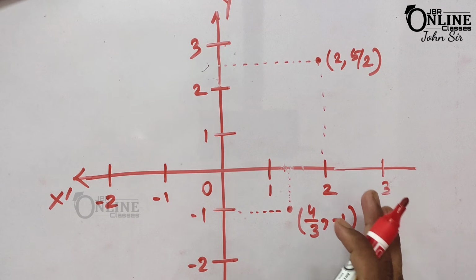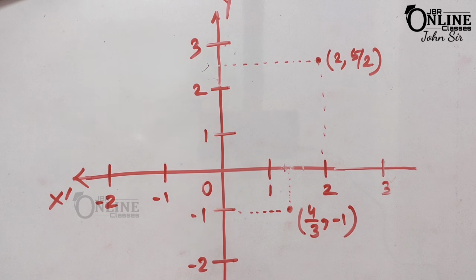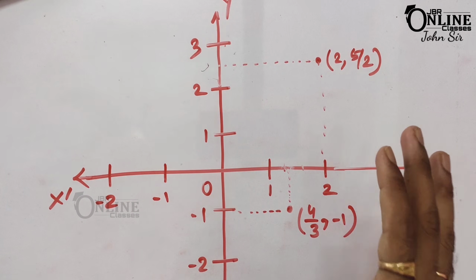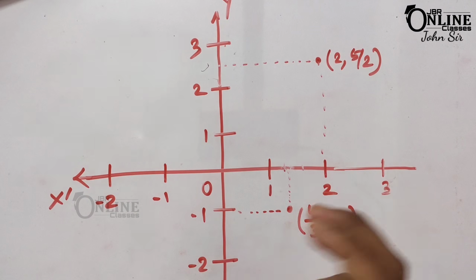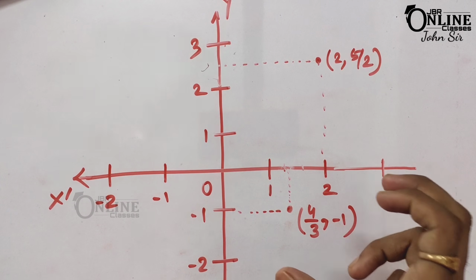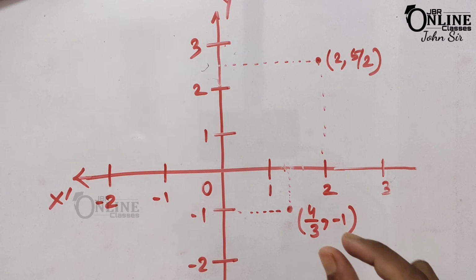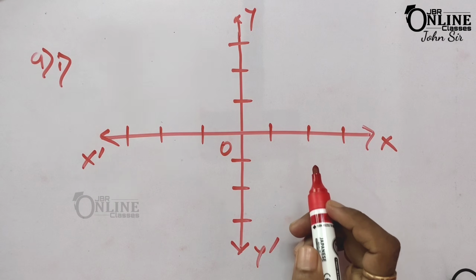Okay, so in this way you can plot the point on the graph paper. You have to just plot the point approximately. No need to plot the point accurately, because you cannot plot this fraction point accurately in the graph paper, so you have to just plot it approximately. Okay, now sum number 9.